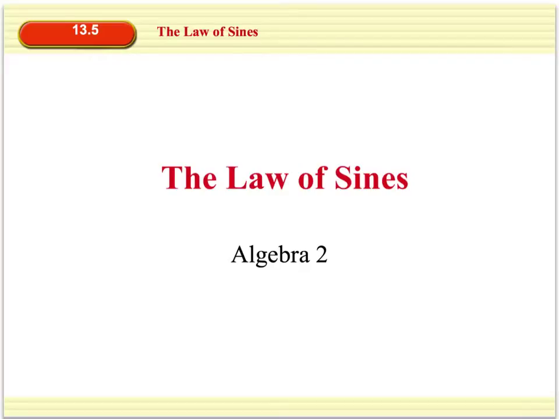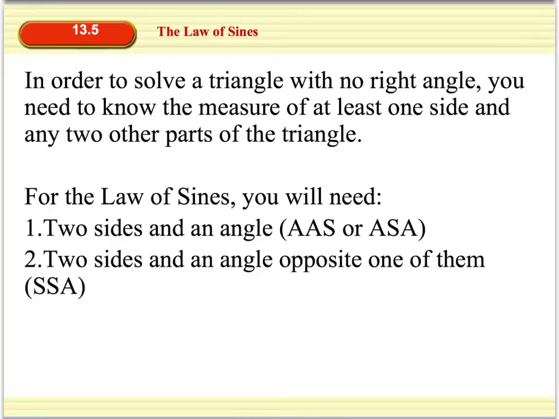Today we're going to look at 13.5, which is the law of sines. Back in section 13.1, we learned how to solve right triangles. Now, in the real world, we don't always have right triangles. So in order to solve a triangle with no right angle, we need to know the measure of at least one side and any two other parts of a triangle.